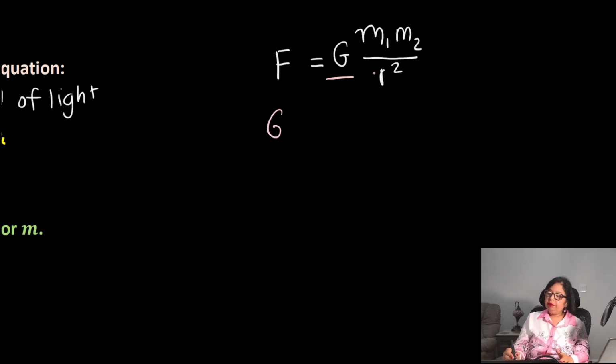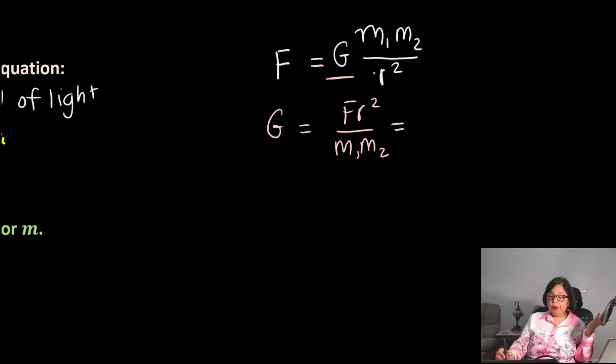So let me rewrite this equation in terms of G. Hopefully you can do this much math. So G is F r squared over m1 m2. Now I want to get the dimensions of G. For that, I hope you remember the dimensions of F. If not, you can write down the units and break them down into the most fundamental units of mass, length, and time, and from there, you could figure out the dimensions of G. Let me show you both ways.